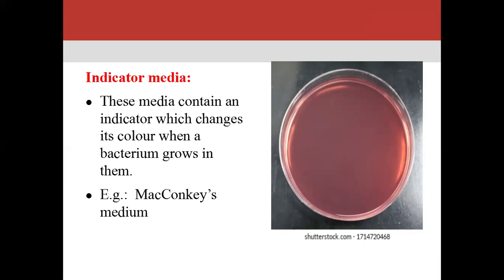For example, MacConkey's agar. MacConkey's agar is both differential media as well as indicator media. MacConkey's media consists of an indicator, here the neutral red indicator. Due to the fermentation of lactose and the acidic pH, the pink color colonies are formed in case of neutral red indicator.